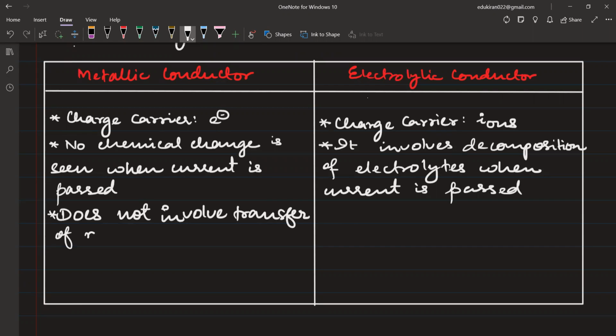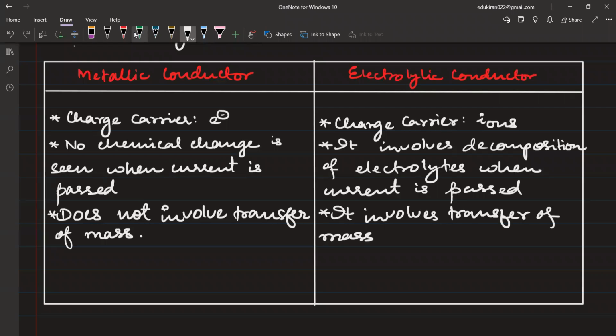transfer of mass. That means mass does not transfer if I am going to run any electricity in a copper wire or something, aluminum wire. But in electrolytic conductor, what happens? Because at the electrode there are ions which are getting deposited, we can say that there is a transfer of mass taking place. So here you are going to write it involves transfer of mass.